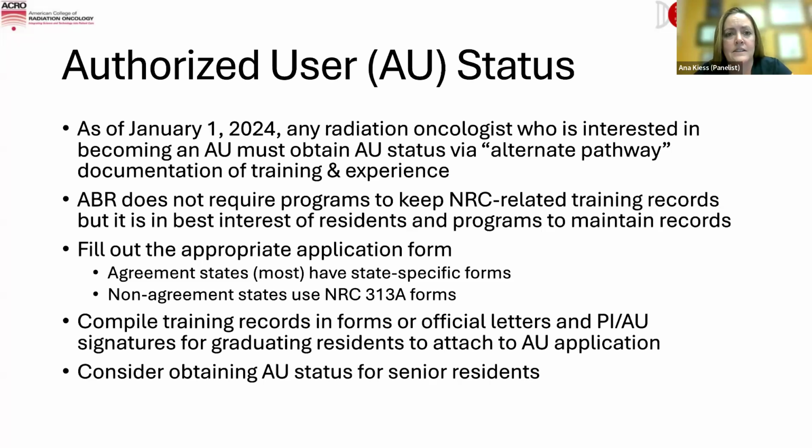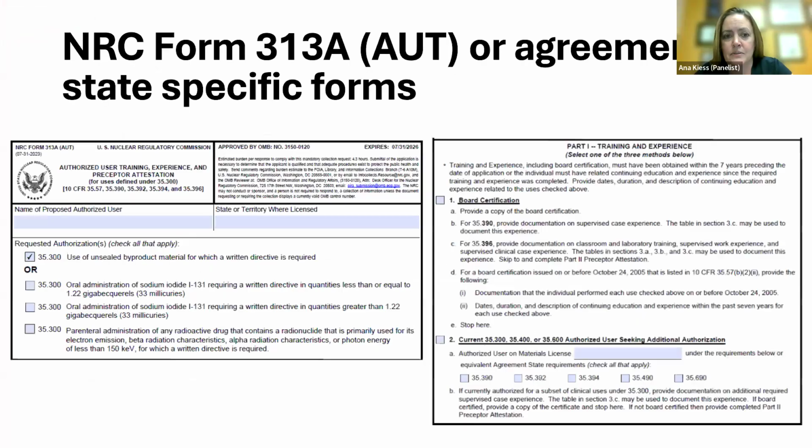Next slide. So I'm not going to take the time to go through all of this form today, but I'll give you some links to some presentations where we go through this form in excruciating detail. But in general, this is the form that we're referring to, the 313A form for authorized users of unsealed sources. And we recommend that you seek authorization for the broader use of 35.300. Next slide.